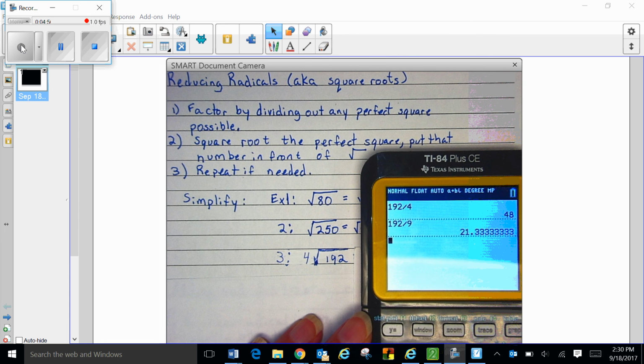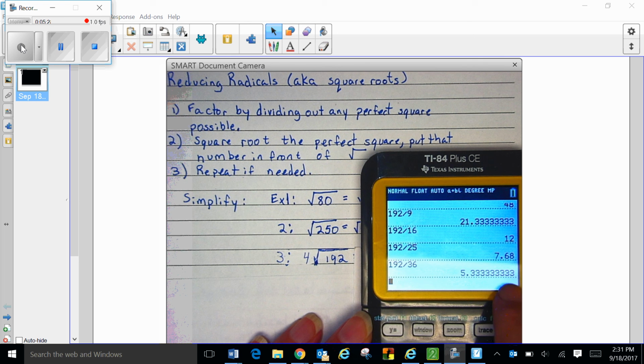So I'll try the next one, which is 16. Oh, that helped. It gave me 12. But 12 can still be divided by another perfect square, which is 4. So I'm going to keep going, see if I can find an even bigger number. 25 is my next perfect square. No. 36 is next. No. You see how I get decimals, so that tells me no. And 49 just feels wrong, but I'll try it. No. And finally, 192 divided by 64 gives me a positive 3.